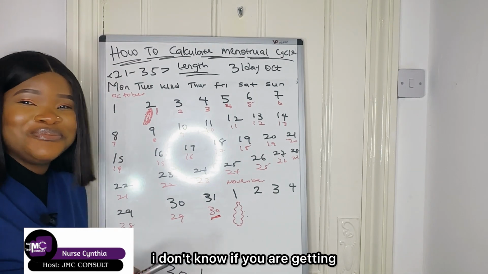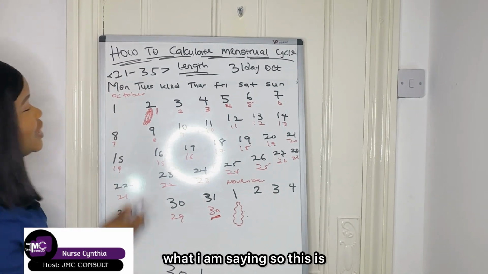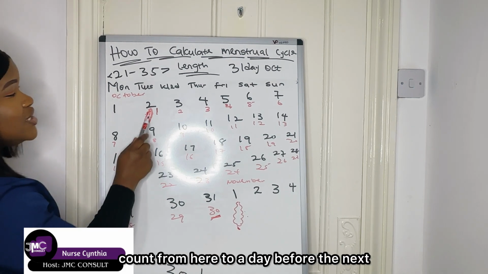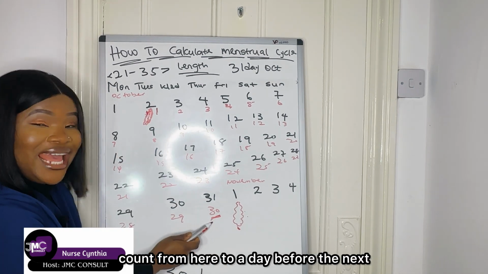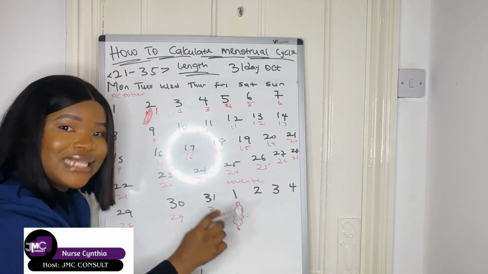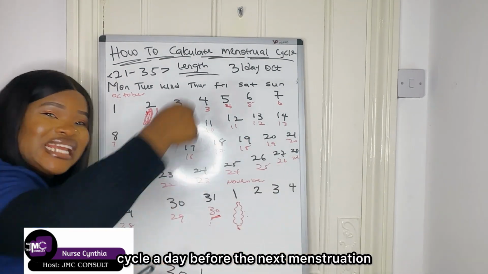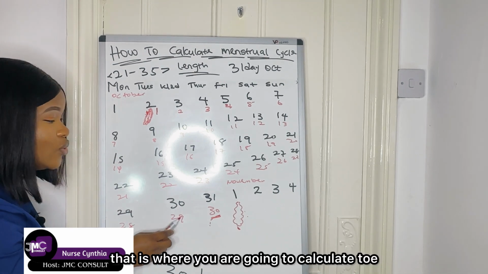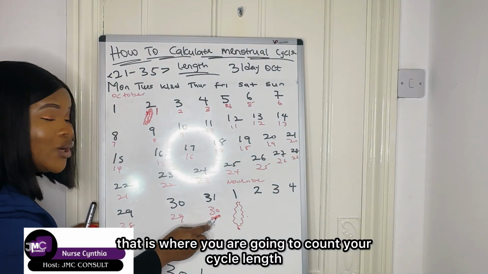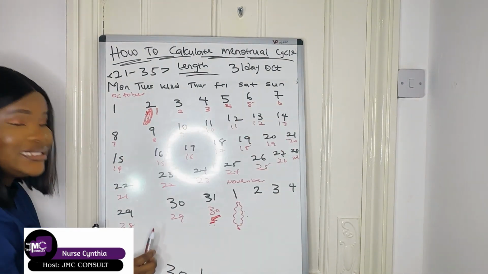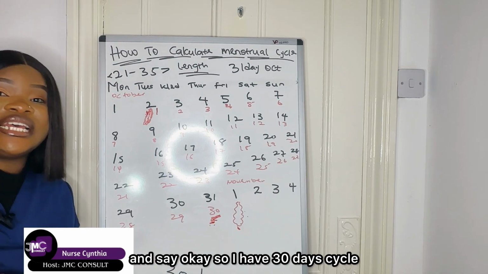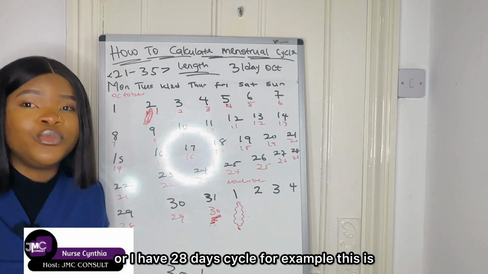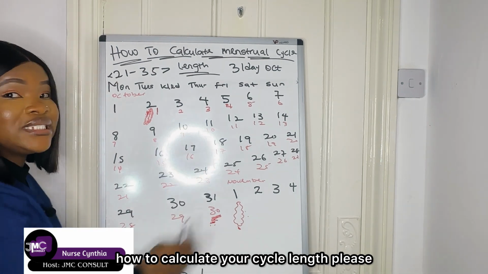I don't know if you are getting what I am saying. So this is when your menstruation started, and this is when it started again. So you will count from here to a day before the next menstruation, before the very next day you started seeing blood again. That is when you are going to calculate to. That is when you are going to count your cycle length and say, okay, so I have a 30 days cycle, or I have a 28 days cycle. For example, this is how to calculate your cycle length.